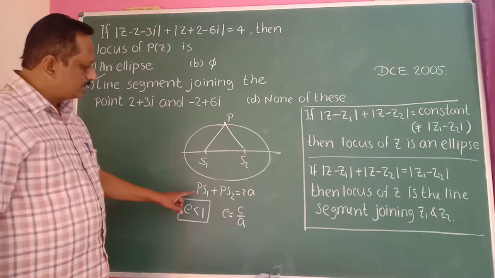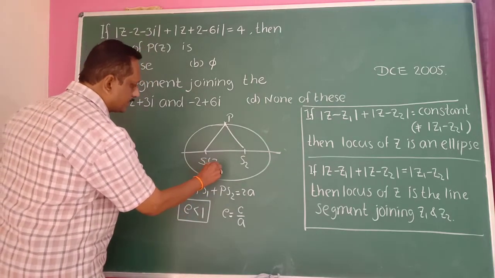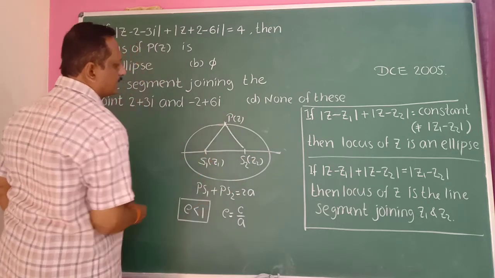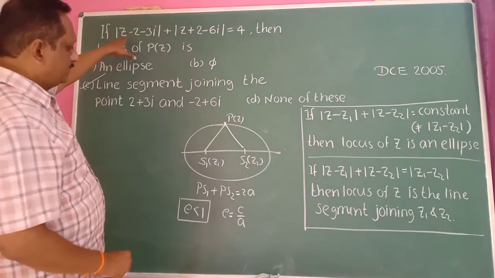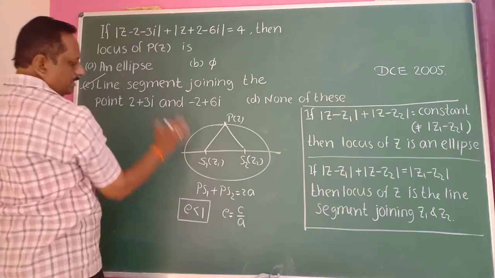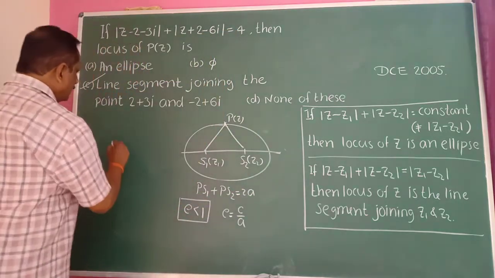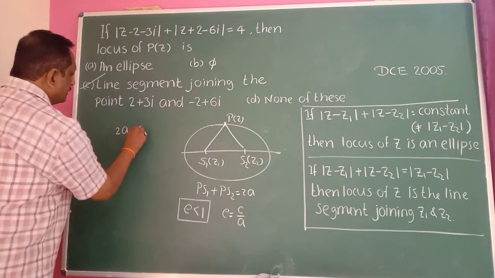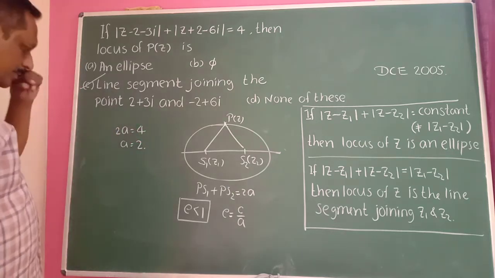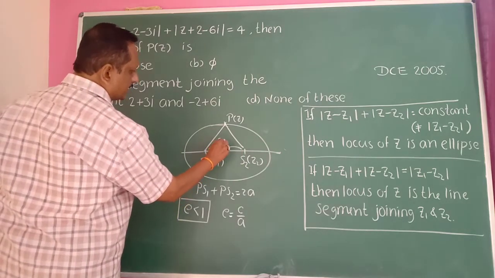Therefore, according to this condition, PS1 plus PS2. This is Z1, this one is Z2, and here is Z. Therefore, PS1 means this distance, and PS2 means this distance, and 2A is equal to the constant 4. Therefore, 2A is equal to 4, then the value of A is 2. And you know that this distance is 2C.